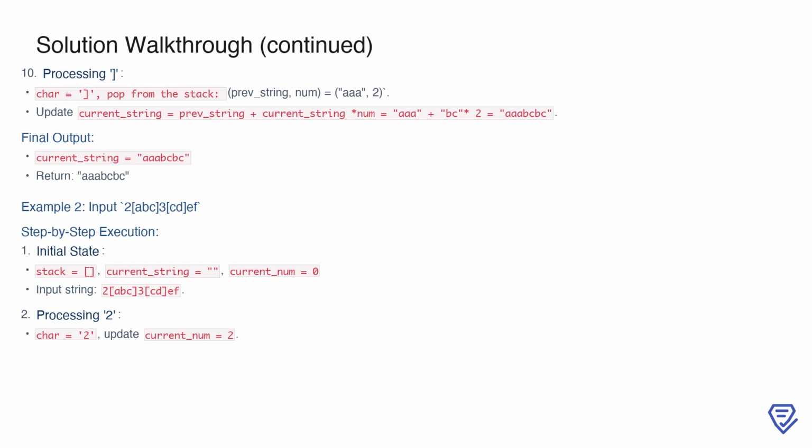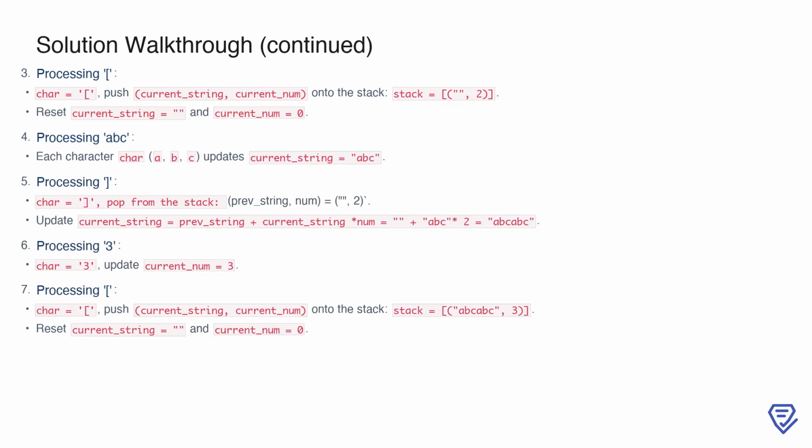For this example, the decoded string is AAPK, and we return it as the solution. Now, we examine the input 2[ABC]3[CD]EF. We initialize the stack, current string, and current number as before. The first character is 2, a digit, so we update the current number to 2.